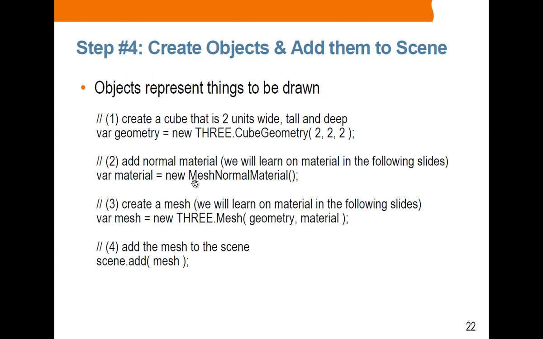We're going to actually talk about the material in the following slide. And then using that geometry and material, you're going to create what is called a mesh. Again, we're going to talk about what mesh is in a few minutes. And then you're going to add that mesh. So mesh is representing the object that you want to display. You just call the add method on your scene object to add that mesh object.